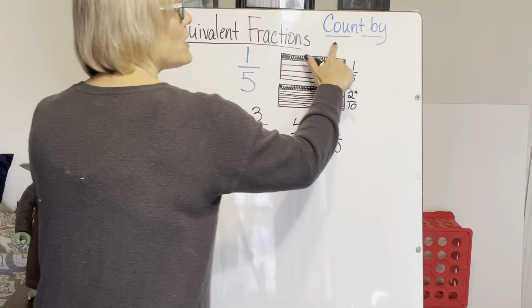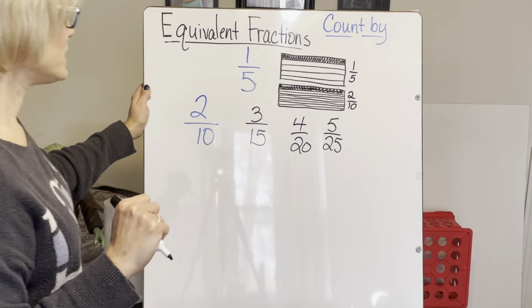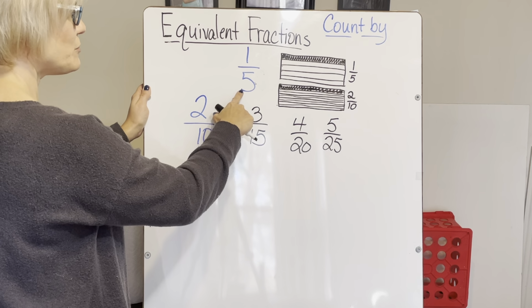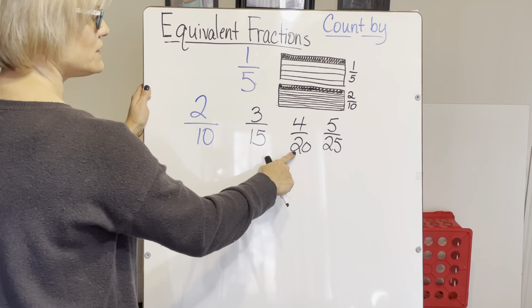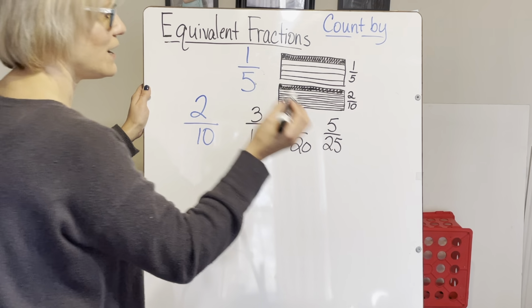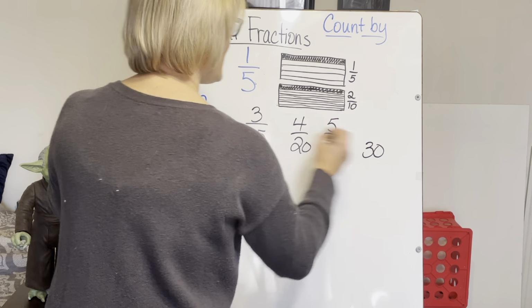Now, do you see why I did count by? Look at this. I've got 2, 3, 4, 5 at the top, but look at the bottom: 5, 10, 15, 20, 25. I wonder what would be next. Aha, 30.